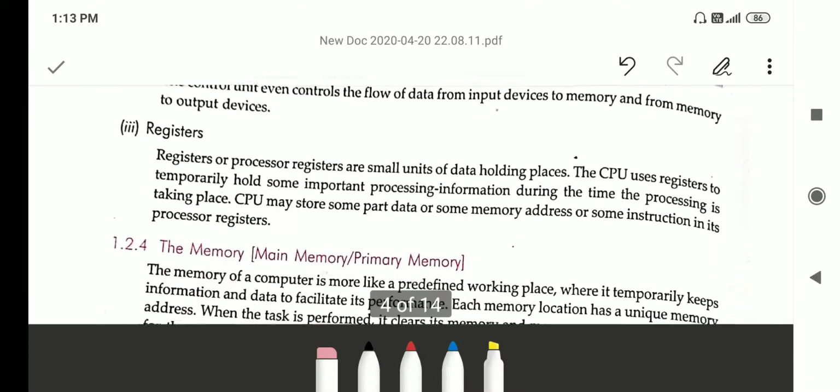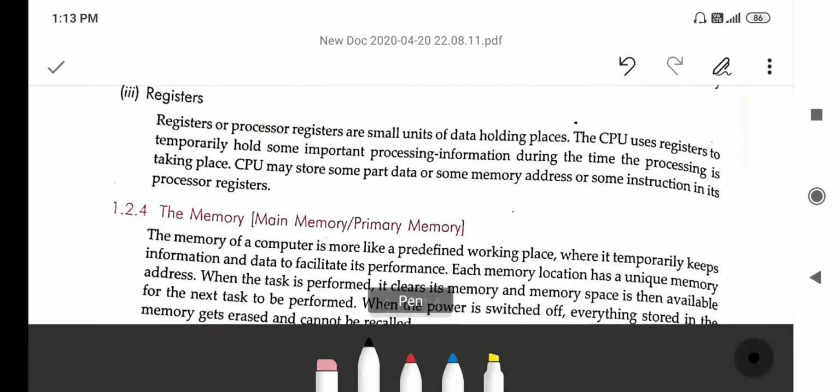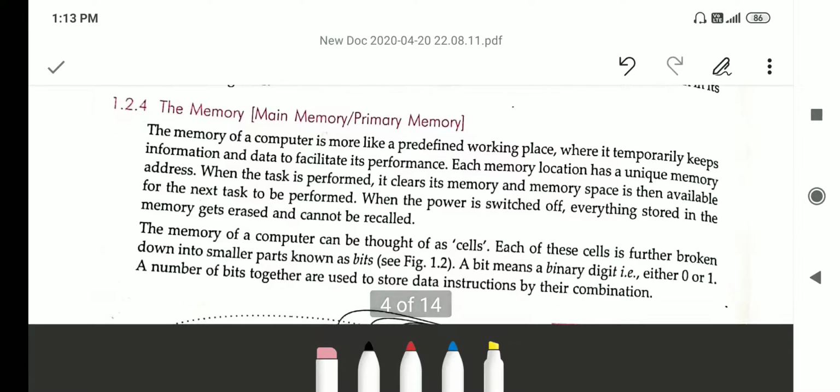Now you can see here registers. These are the memory part that will hold the data during the execution of the process. Registers or processor registers are small units of data holding places. The CPU uses registers to temporarily hold some important processing information. Now the main memory. Main memory means the primary memory. Primary memory consists of RAM and ROM.